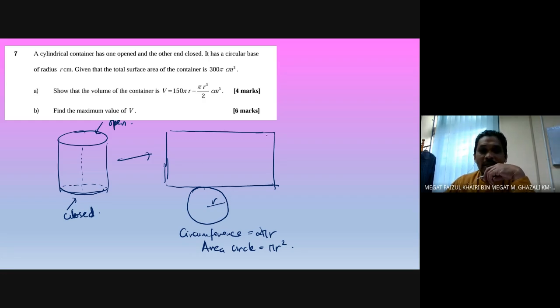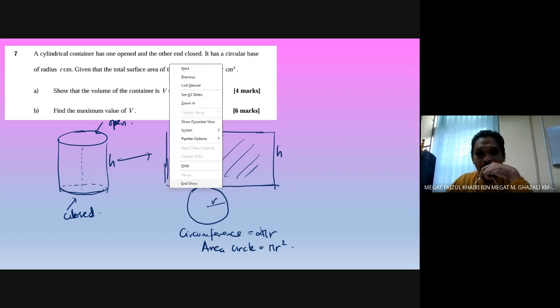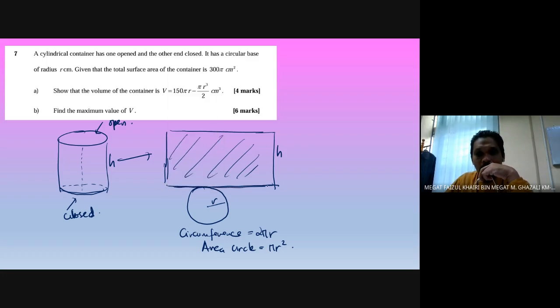So now class, what is the area of the body of this container? It's rectangular. We have an edge, right? What about the length of this? Class, what is the length of the body of the container?